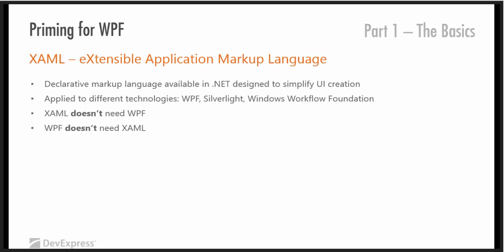Now, a lot of people throw around the word XAML. It's a usual acronym standing for Extensible Application Markup Language. And it really is just a declarative markup language that was designed for .NET to simplify UI creation. It's been used in more than one technology. So, for example, WPF, it was used in Silverlight. It's even used in things like Windows Workflow Foundation, which of course is a far step away from what we're talking about with WPF. So when we think about it, XAML doesn't need WPF. And interestingly enough, WPF doesn't need XAML. So what do I mean by that?